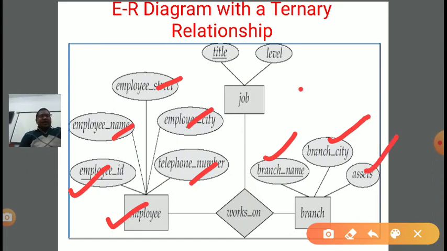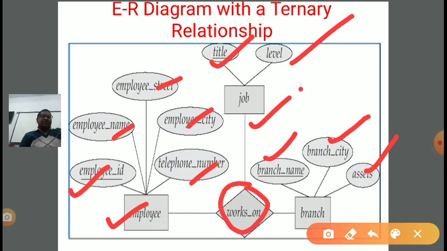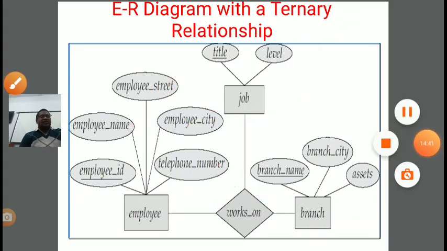Now, the third entity is job. Job has a relationship with branch with the help of the relationship works on. Job can have a relationship between employee and itself with the help of the relationship works on, right? And job has some properties, some attributes. Title is the primary key of job, and label is the non-key attribute of job. So if you see in works on, three entities are participating: employee, job, and branch. That's why it is a ternary relationship.